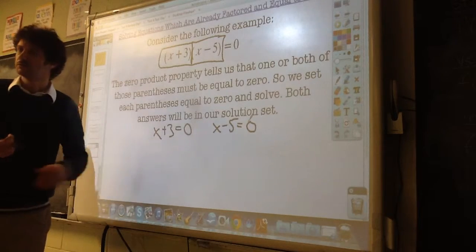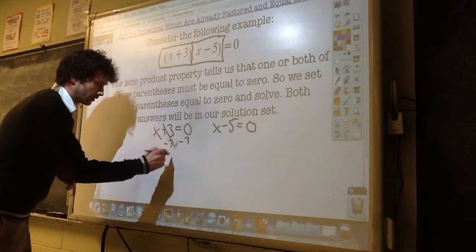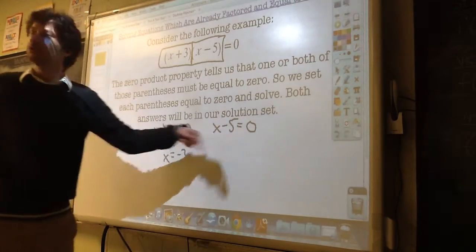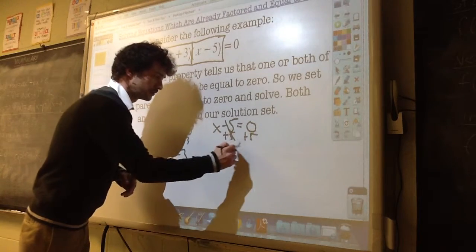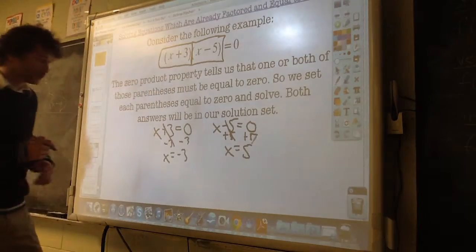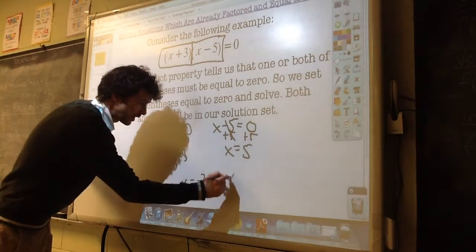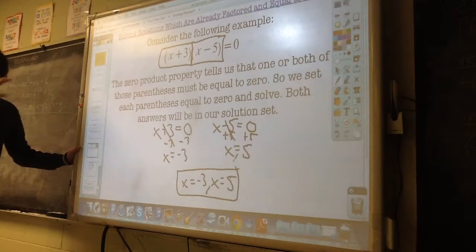What do I do on the first one? Minus 3. Good, Chris. And so I get x equals negative 3. And what do I do on this one? Add 5. Add 5. Good. And so I get x equals 5. Those are my solutions. X equals negative 3 and x equals 5. That's it. That's all the work on these.